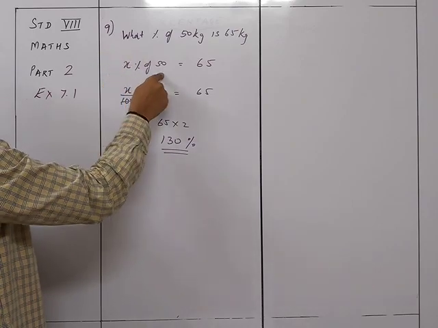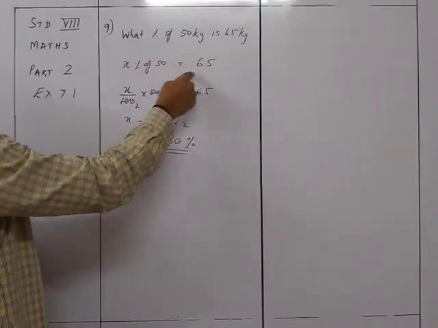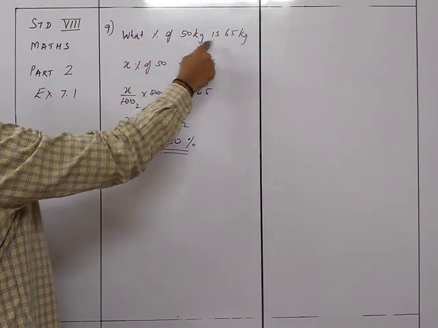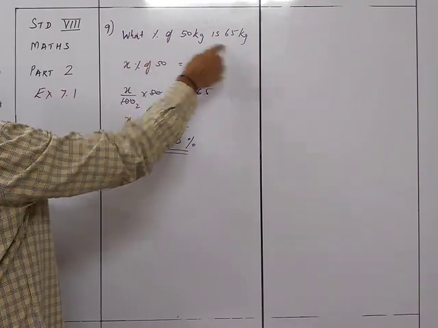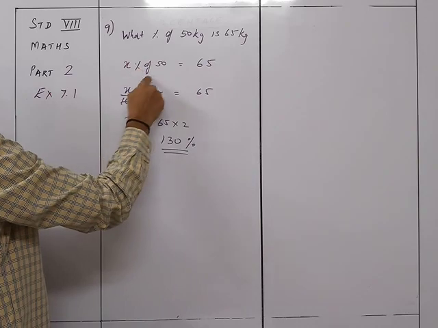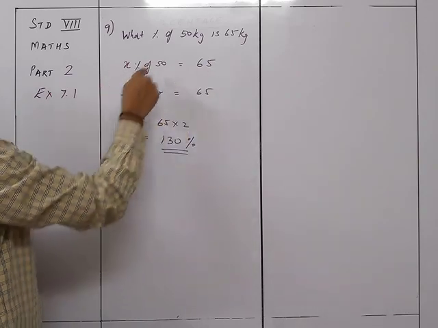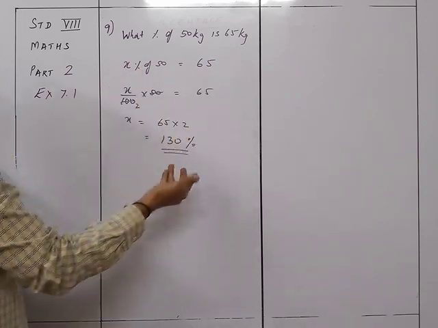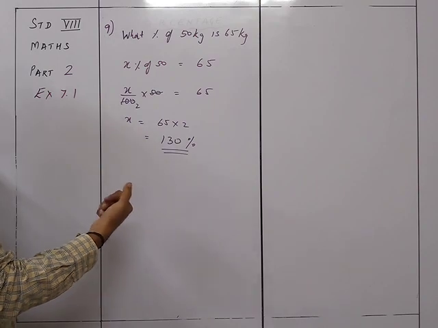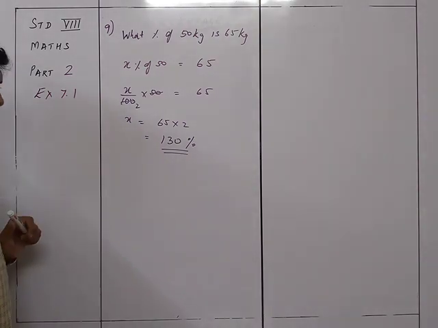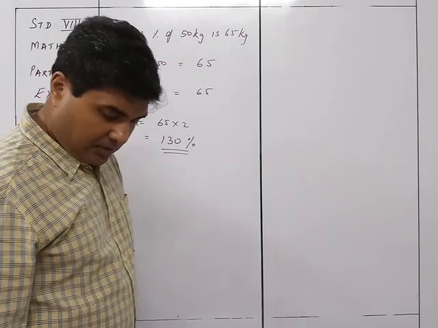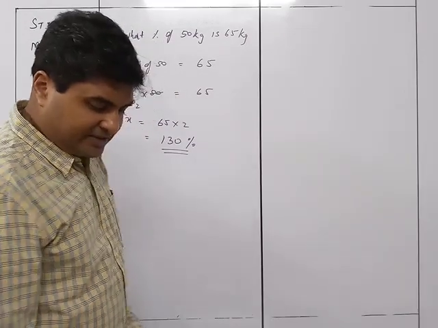So when I say x percent of 50, I know that x percent of 50 is what? 65, because it's given that what percent of 50 is 65? So x percent of 50 is 65. X upon 100 into 50 is equal to 65. More easier. Got it? So this is how we do the 9 sum. We go to the 10 sum now.